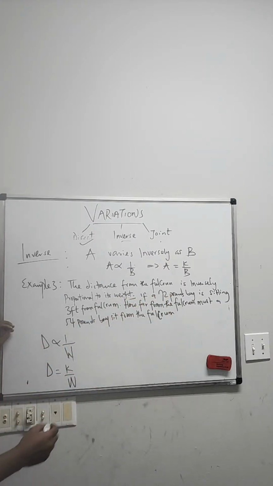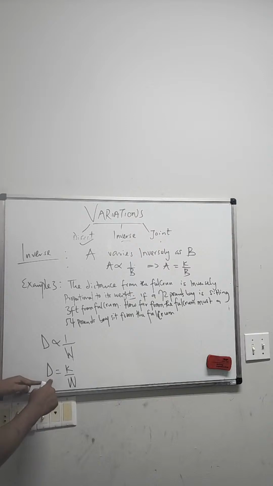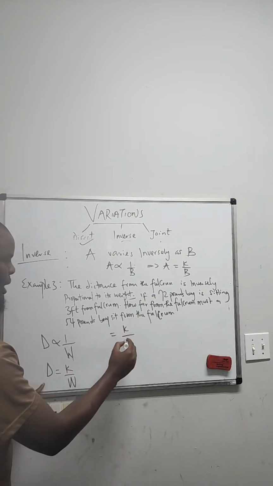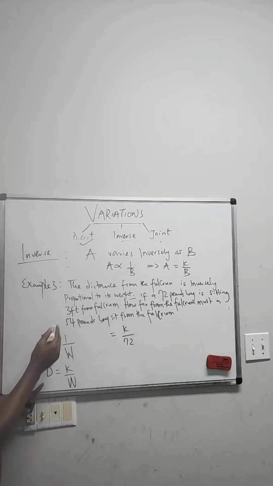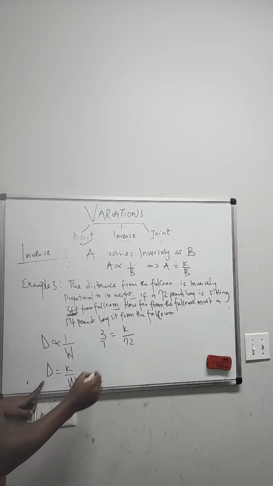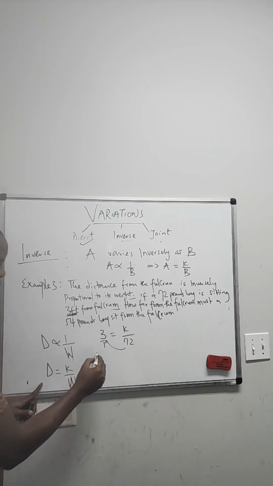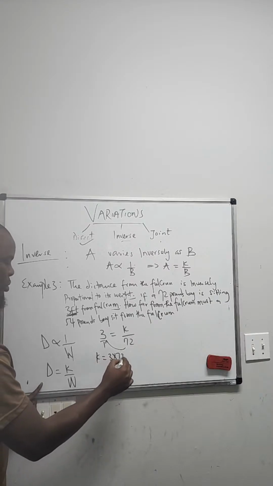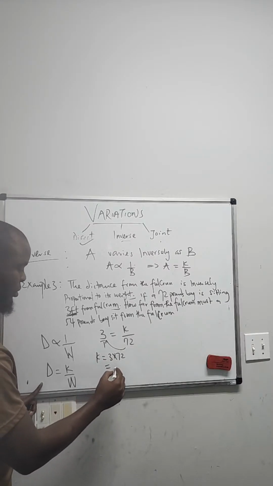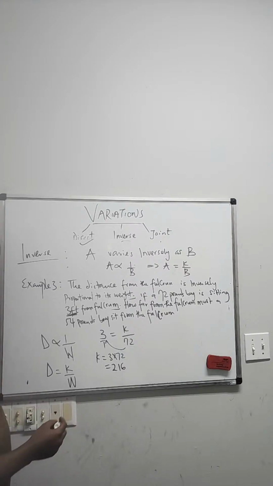If 72 pounds, that is the W, I mean the weight is 72, the distance is 3 feet. Let's do this step by step. Multiply 72 from both sides, sometimes we call it cross multiply. So your K is going to be 3 times 72, and that should be 216. Now the next question is, how far? What is going to be the distance? We don't know.